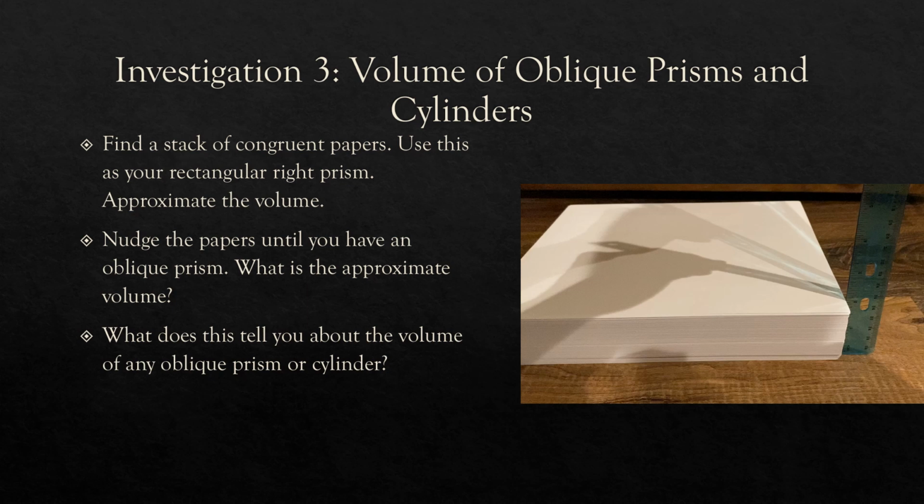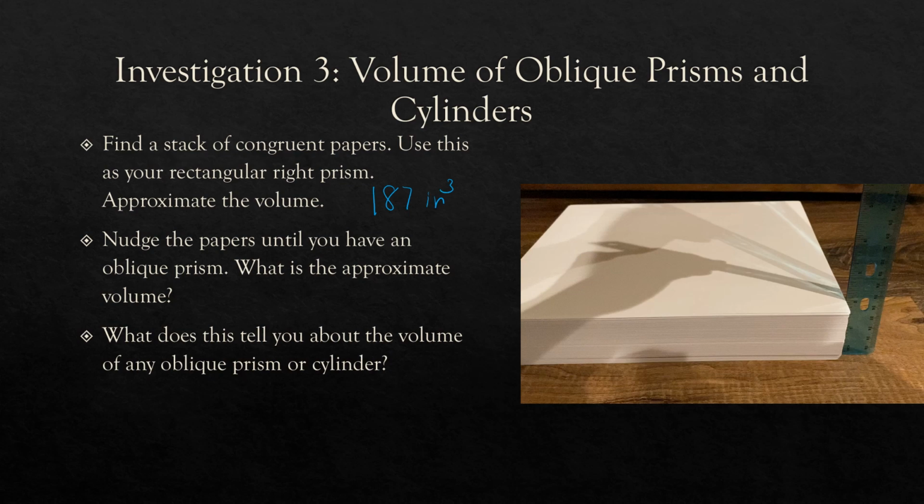What about if we have an oblique prism or cylinder? Let's think about a stack of congruent papers. We can use this as our rectangular right prism, approximate the volume. So this stack is about 2 inches high. If it's 8.5 by 11 paper times 2 inches high, then that stack of paper has a volume of about 187 inches cubed.